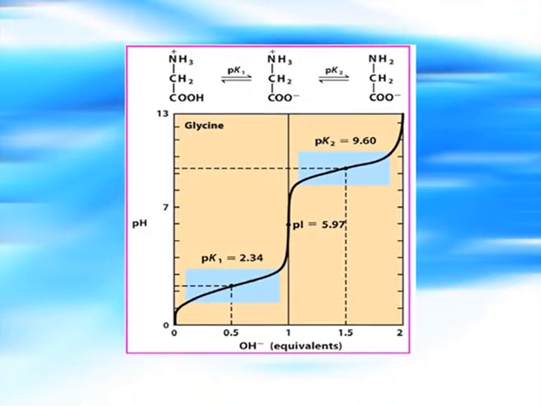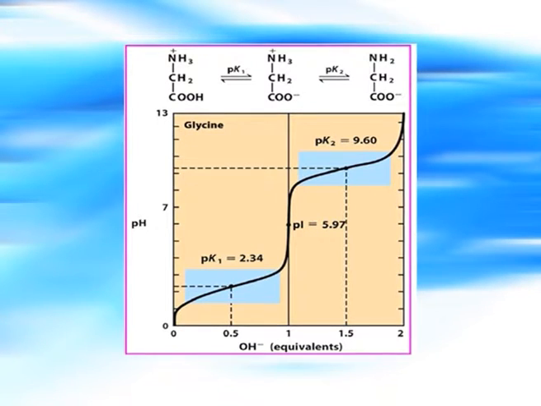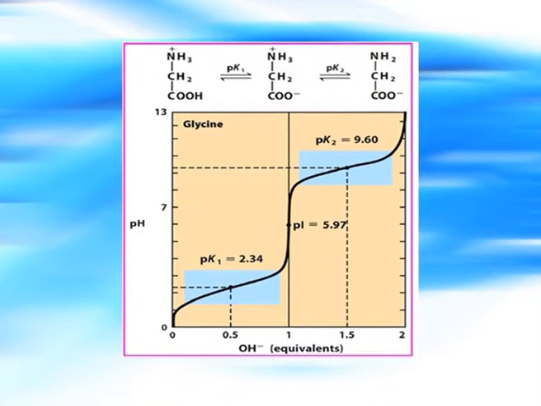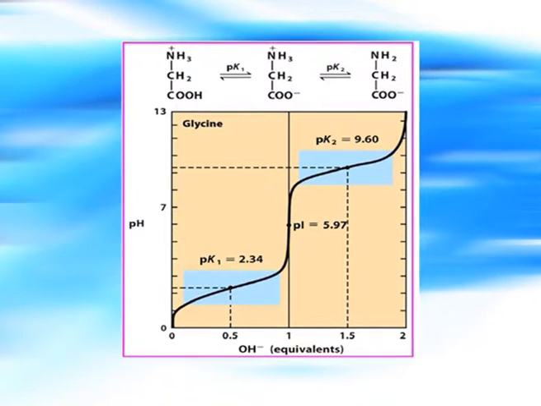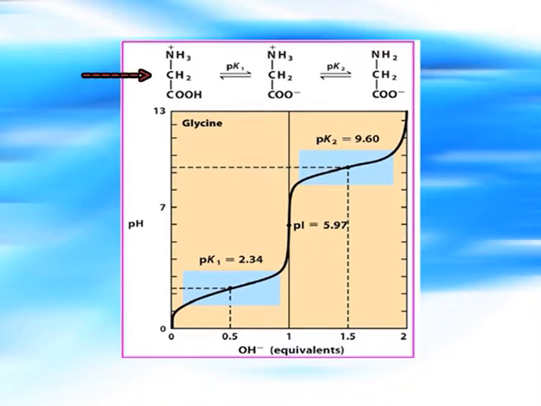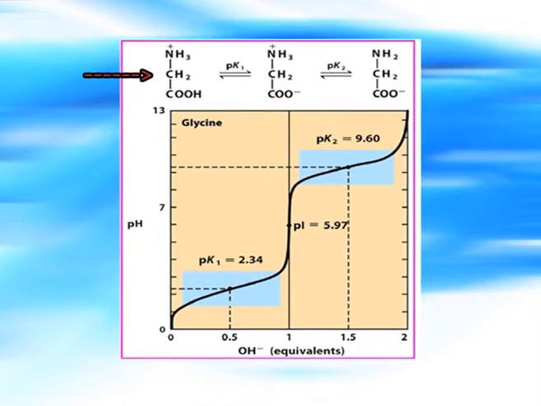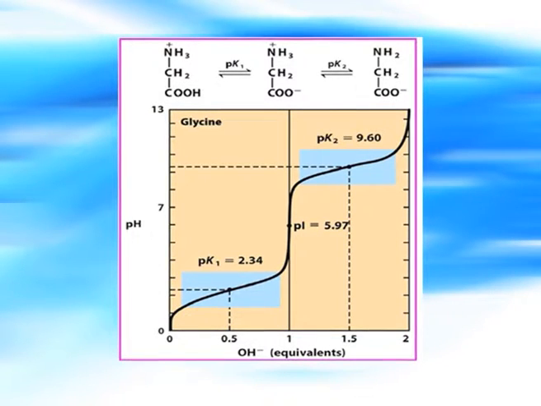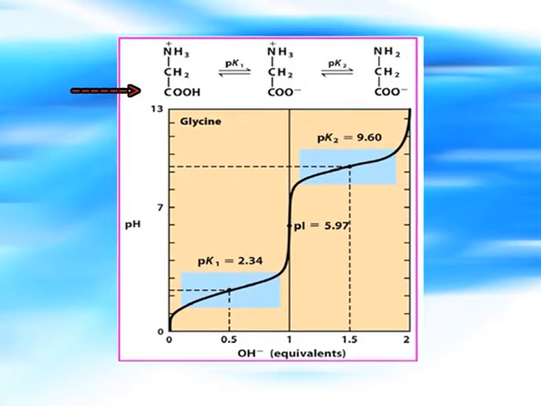Now, when and under what condition will these groups donate or accept protons? To know this answer, we have to go to the titration curve. As can be seen from this graph, at lower pH, the glycine molecule exists in the fully protonated form, that is, its amino group exists as NH3 plus, while its carboxylic acid group exists as COOH.